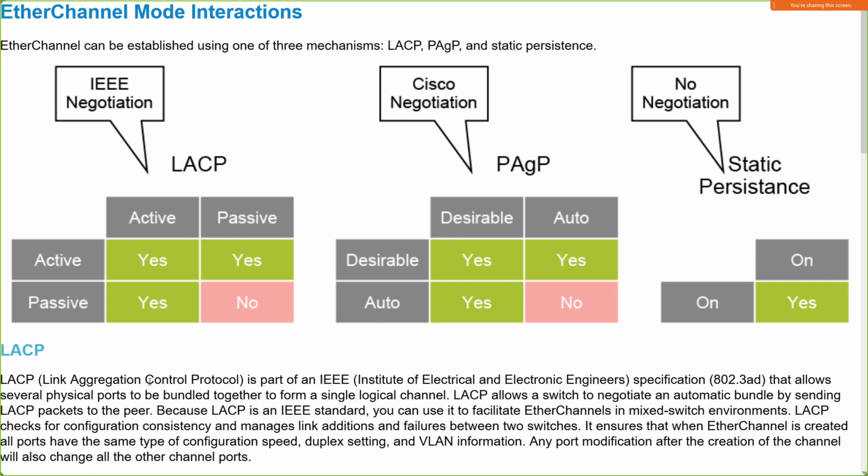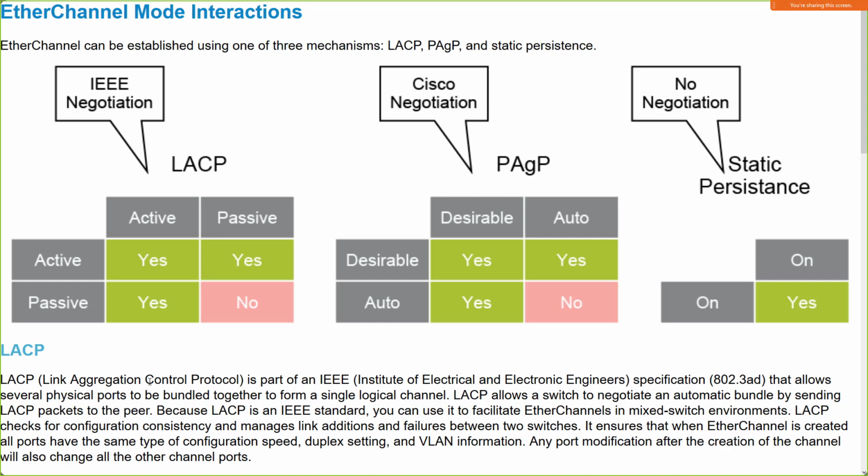Sorry about that. Now, when it comes to ether channel, we have 3 choices in the configuration of an ether channel. We can use LACP, which is the Link Aggregation Control Protocol. That is an IEEE standard, 802.3AD to be specific. We can use Cisco's proprietary ether channel protocol, Port Aggregation Protocol. Or we could choose to use no protocol and just do a static ether channel where we basically tell the switch to just assume that the ether channel is functioning.